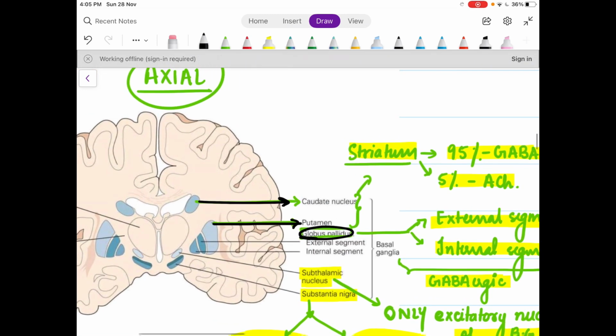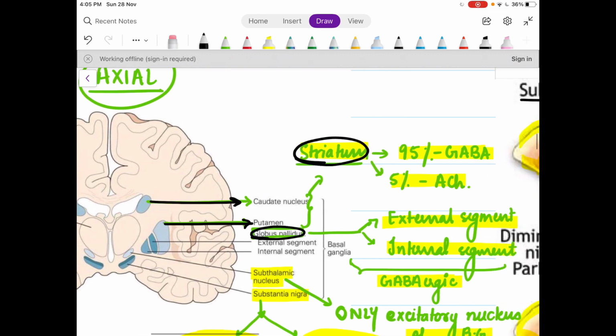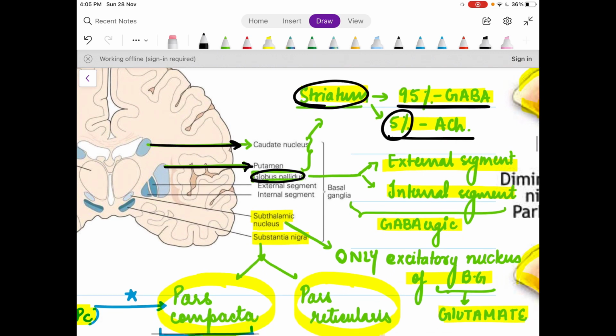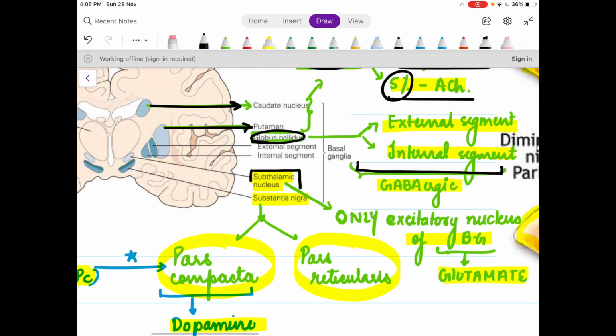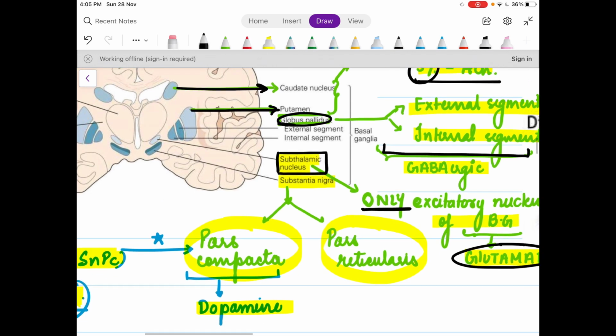Now I would like to discuss a bit about the caudate nucleus and the putamen. These two, as we know, are called the striatum or neostriatum. 95% of these neurons secrete GABA, and hence they are GABAergic neurons. Only a minority, 5% of the neurons, release acetylcholine. The globus pallidus, both the external segment and internal segment, is made up completely of GABAergic neurons. The subthalamic nucleus is an exciting part of the basal ganglia because it is the only excitatory nucleus of the basal ganglia, releasing glutamate.